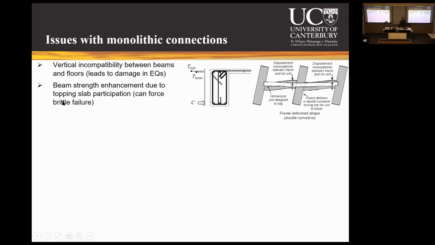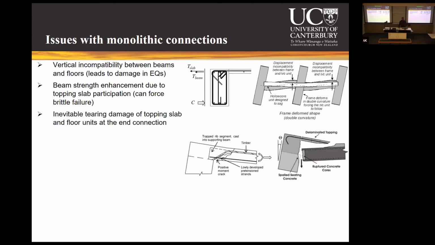Beam strength enhancement due to topping slab participation, which I explained already, is substantial, and that can alter your strength hierarchy and even change your failure mechanism. It can force a brittle failure mechanism, and can cause either the beam to fail in shear or even the column to fail.